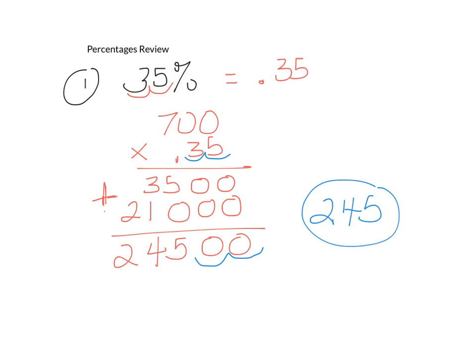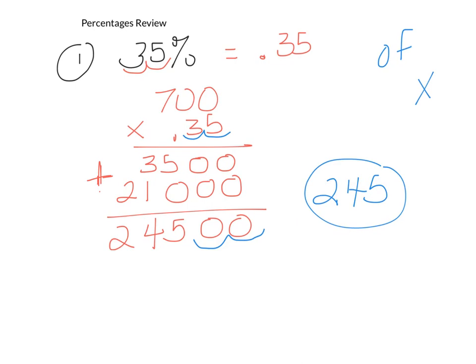Now, in the problem, do you see that word "of"? Do you remember that "of" means you can multiply? Of means multiply. Number two. What is 25% of 50,000?